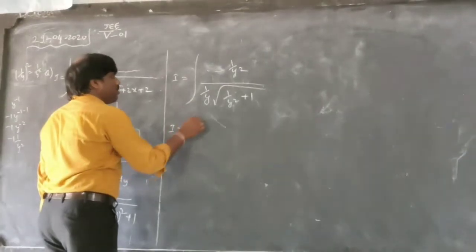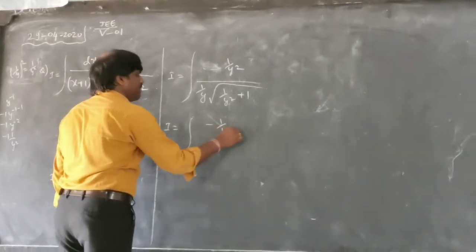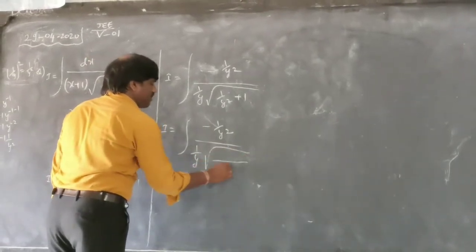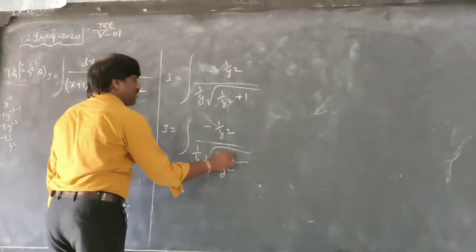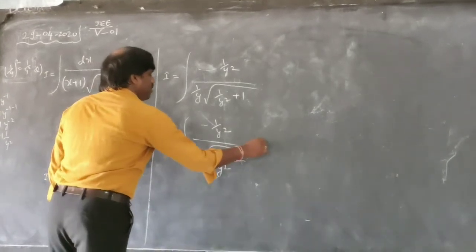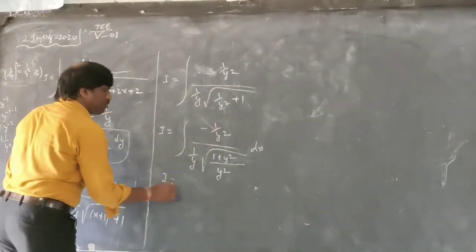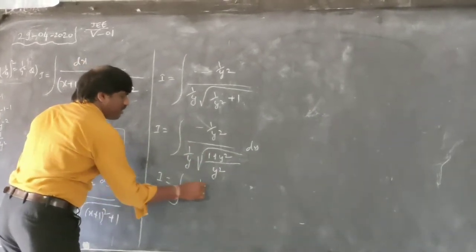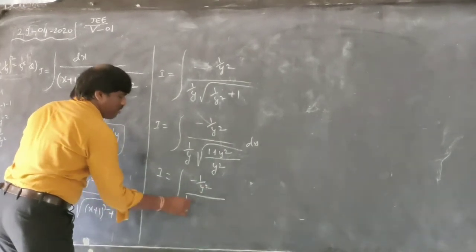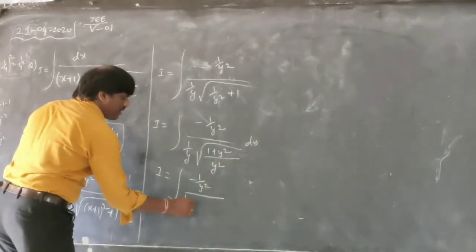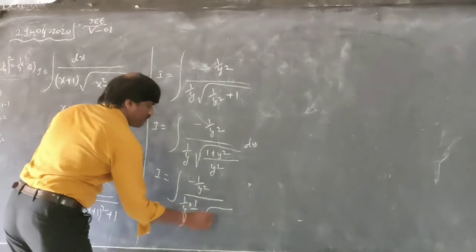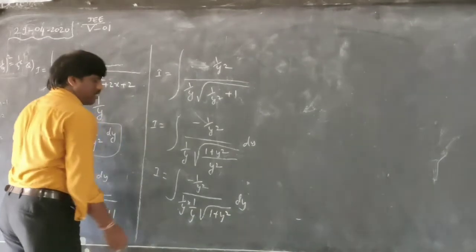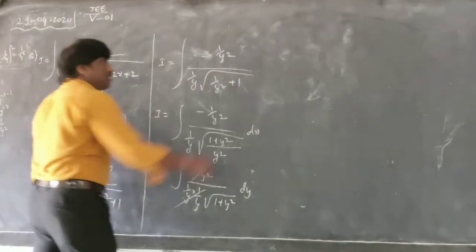That is I is equal to integration of minus 1 by y square divided by 1 by y, and you take the square root of this. Y square is the LCM, I'll get 1 plus y square dy. So I is equal to, 1 by y comes out of the square root, integration of minus 1 by y square divided by 1 by y, and this 1 by y will come out under root of 1 plus y square dy. So here this one gets cancelled.